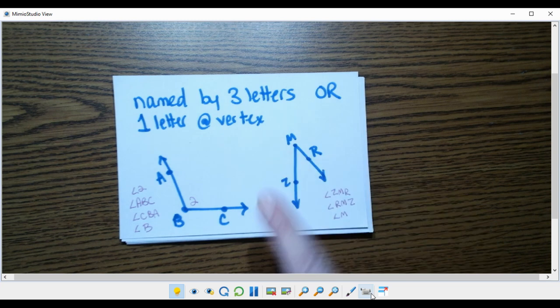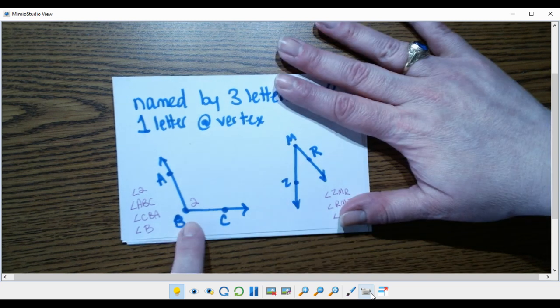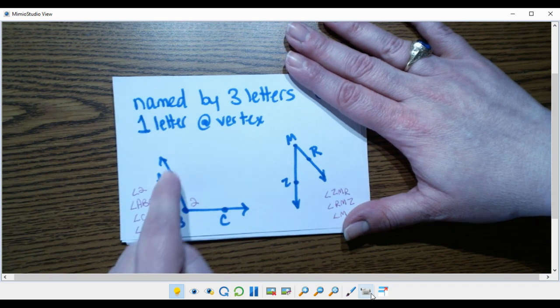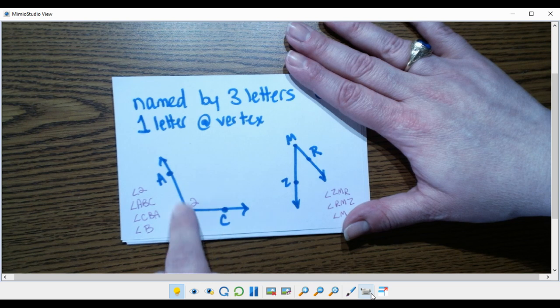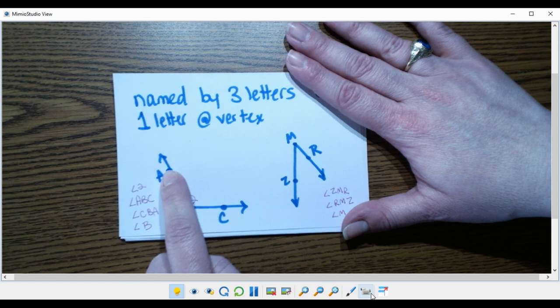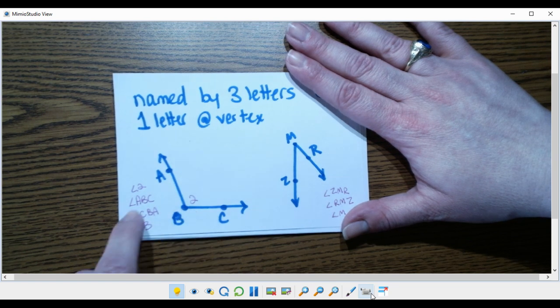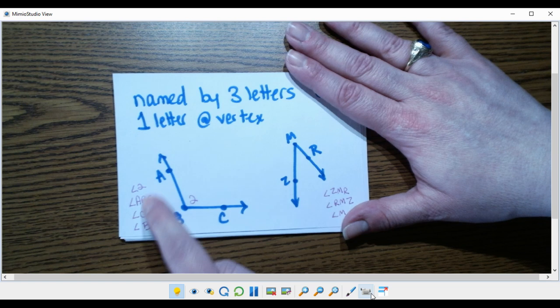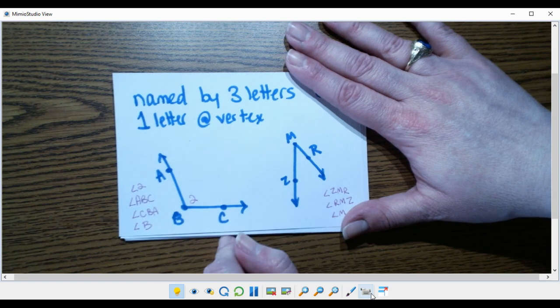So for this one over here, I could label it by its single letter at the vertex or the point, that's angle B. We could label it with 3 letters, angle ABC. Again, 3 letters, but going the other way, angle CBA. Notice for those, the point, the vertex, is in the center of both. And then because this has a 2, I could also name it angle 2. 4 ways to name the exact same angle.